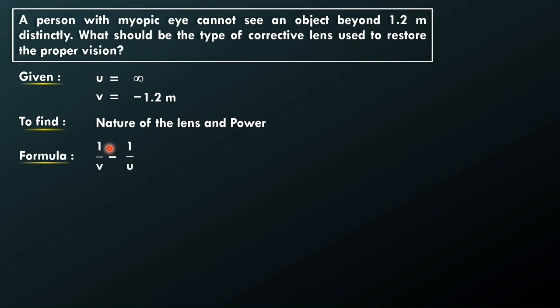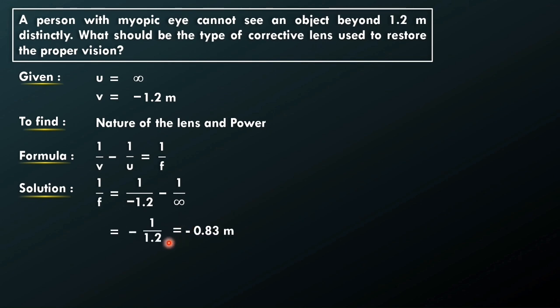Now see the solution. First we apply the lens formula to calculate the focal length. 1 by f equal to 1 by v minus 1 by u. So v is minus 1.2 and u is infinity. Therefore 1 by f equal to minus 1 by 1.2 and 1 by infinity is equal to 0 because any number divided by infinity is equal to 0. Therefore 1 by f equal to minus 0.83.